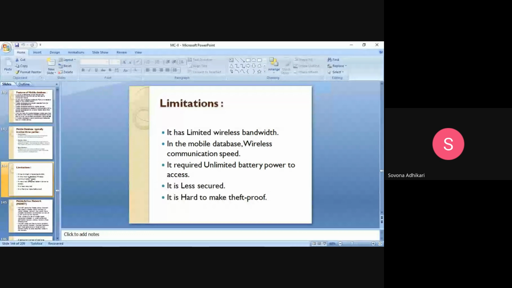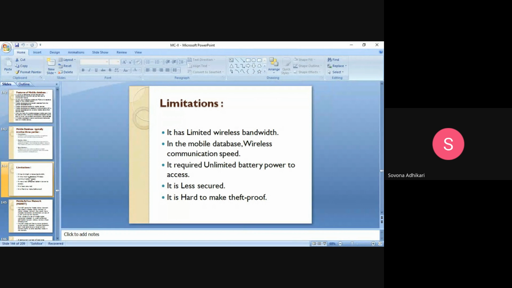It requires unlimited battery power to access. So always the power should be on. Battery power access needs more power. So unlimited battery power access.